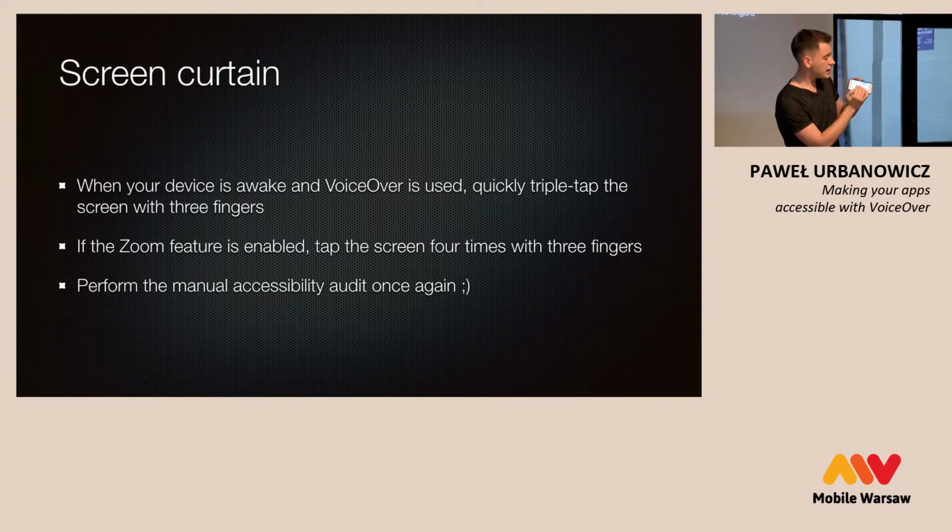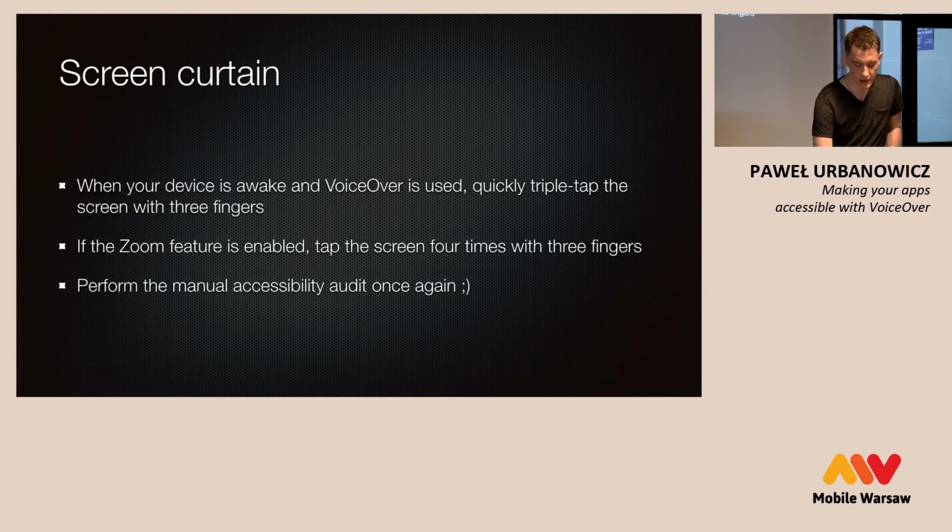It actually can dim and show content of our display. So when we are doing a manual audit, when we want to check if our app is really accessible, I will highly recommend you to do that. Just enable the screen curtain, and your screen will go completely black, so you won't be able to see anything, and then perform the manual audit. So you're gonna know what the real context is.